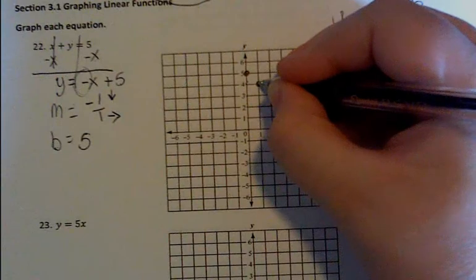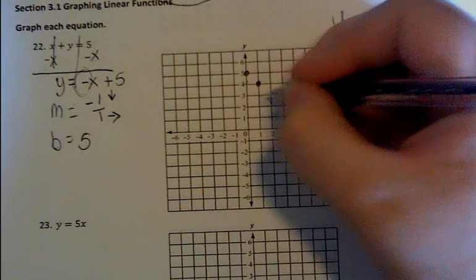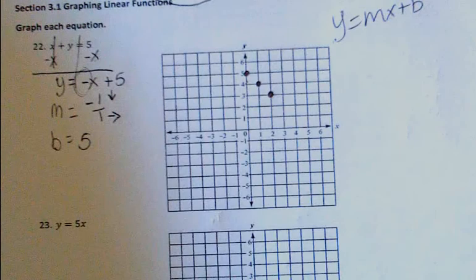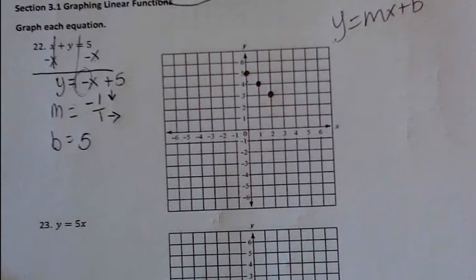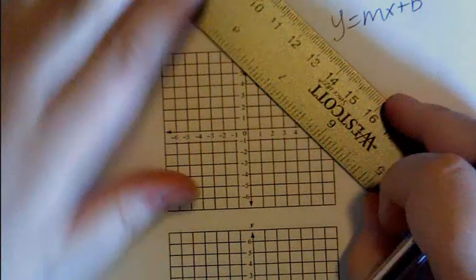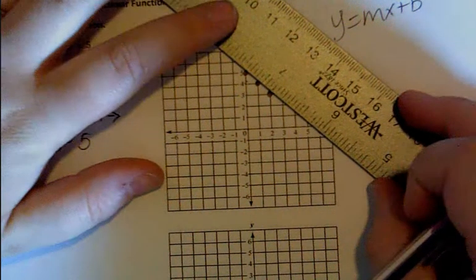And then I have to do it 2 times. So I'm going to do it again. Down 1 to the right 1. If you want to keep going, you are absolutely more than welcome to do so. But for the purposes of the test, you have to have at least 3 dots in order for me to accept your graph.